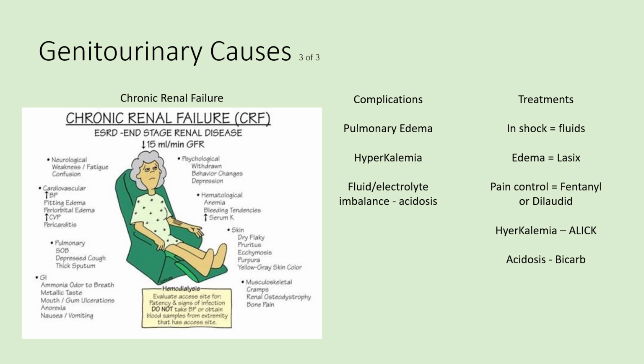Albuterol and insulin help shift the potassium back into the cells. Lasix increases renal excretion of that potassium, that loop diuretic. Calcium gluconate helps protect the myocardium, and Kayexalate helps remove potassium in the gut. So when you're looking at that chronic renal failure, you're thinking about ALICK.